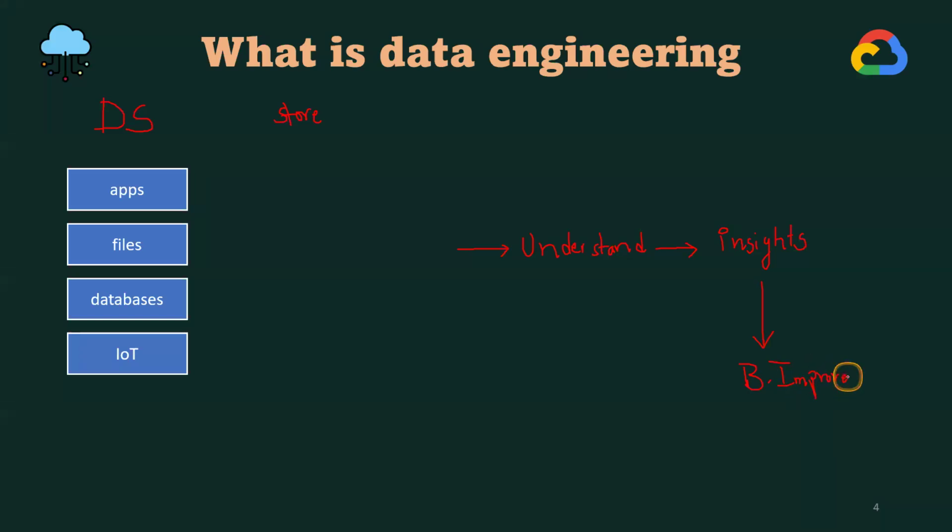That is the reason each and every company nowadays is recruiting data engineers, whether it is a startup or a product-based company. Every company nowadays has data engineers because they want to understand the business properly. If they understand the business properly, they get insights. Those insights are very useful for decision makers to take proper decisions so that their business gets improved.